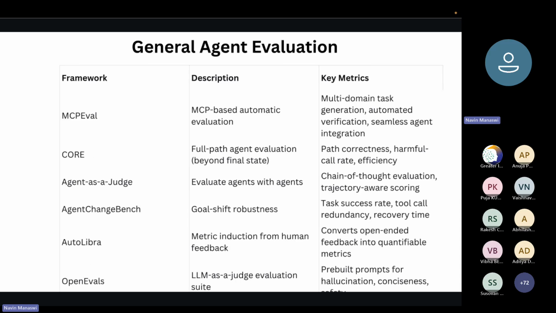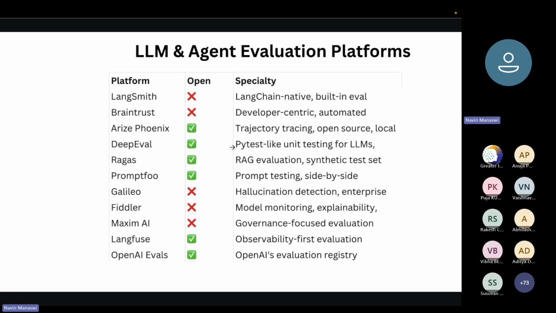Now, typically, how do we evaluate the agent? MCP evaluation is one framework, then CORE, Agent-as-a-Judge, AgentChangeBench, and so on. These are all frameworks for agent evaluation. So this is MCP-based automatic evaluation, multi-domain task generation, automated verification, and seamless agent integration. You can see here CORE, Agent-as-a-Judge, AgentChangeBench and all. Each of these frameworks has some key metrics also. If you get time, go through them one by one.